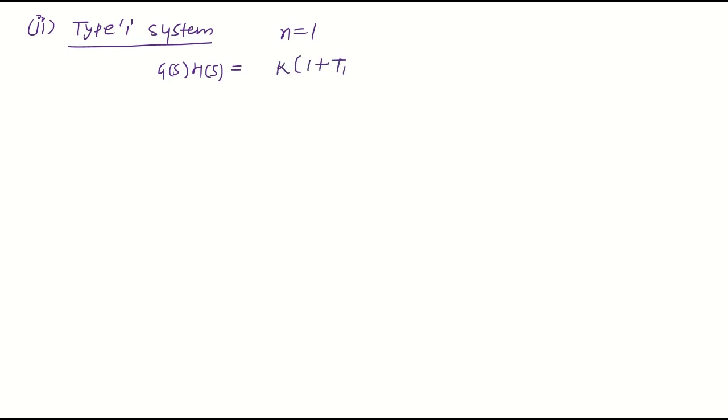Now let us discuss the steady state error for type 1 system. So the second type is type 1 system. For type 1 system, the value of n is equal to 1, and for this system the value of G(s)H(s), which is the open loop gain, is K(1+T1s)(1+T2s) and so on, divided by s(1+Tas)(1+Tbs) and so on. So this is the transfer function for the type 1 system.